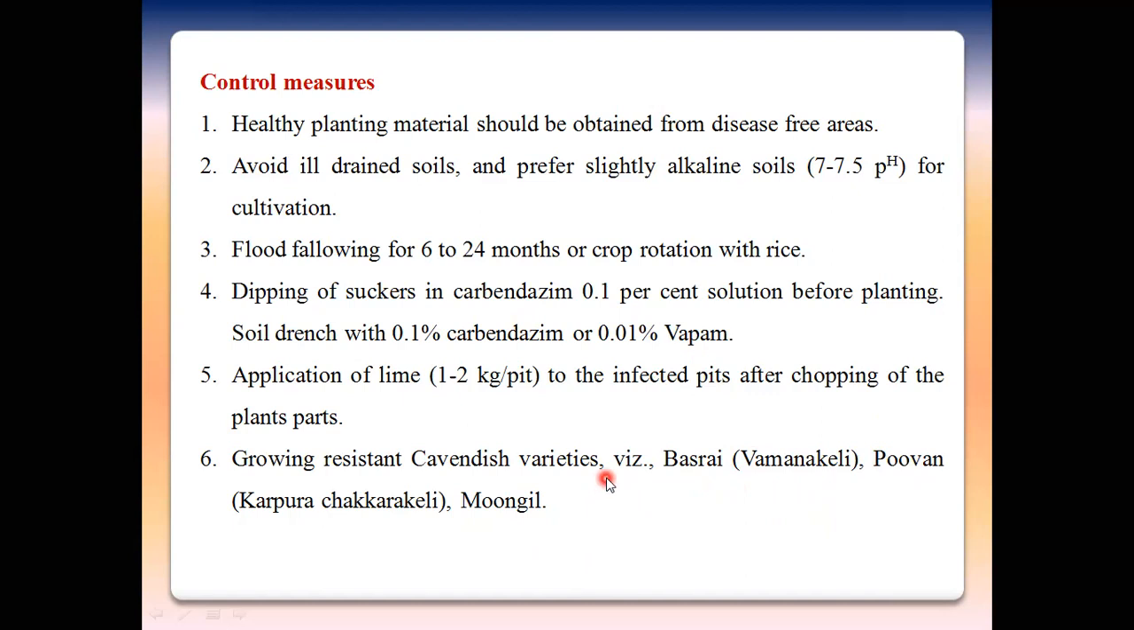Why is this fungal wilt also known as the Panama wilt? Because in 1950 this wilt was majorly seen in the Panama states in America. So that's why near about 40,000 hectares of land was totally destroyed due to this disease. So that's why this disease is also known as the Panama wilt.